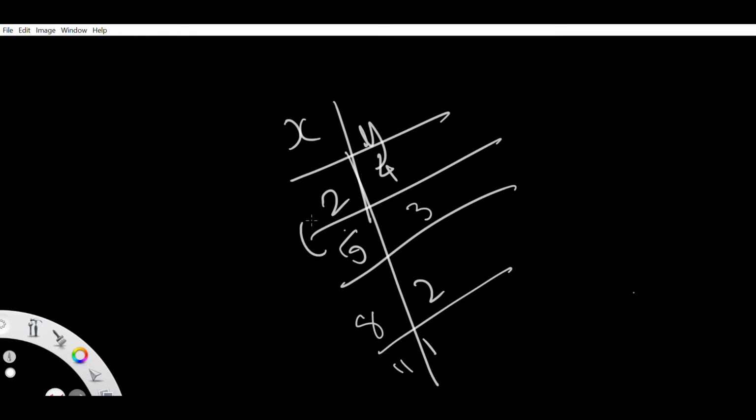So if we add 3 to 2, we get 5. If we add 3 to 5, we get 8. And if we add 3 to 8, we get 11. And similarly, if we subtract 1 from 4, we get 3, 1 from 3 we get 2, and 1 from 2 we get 1. So since there is a constant change in both the x values and the y values, we can conclude that this is a linear function.